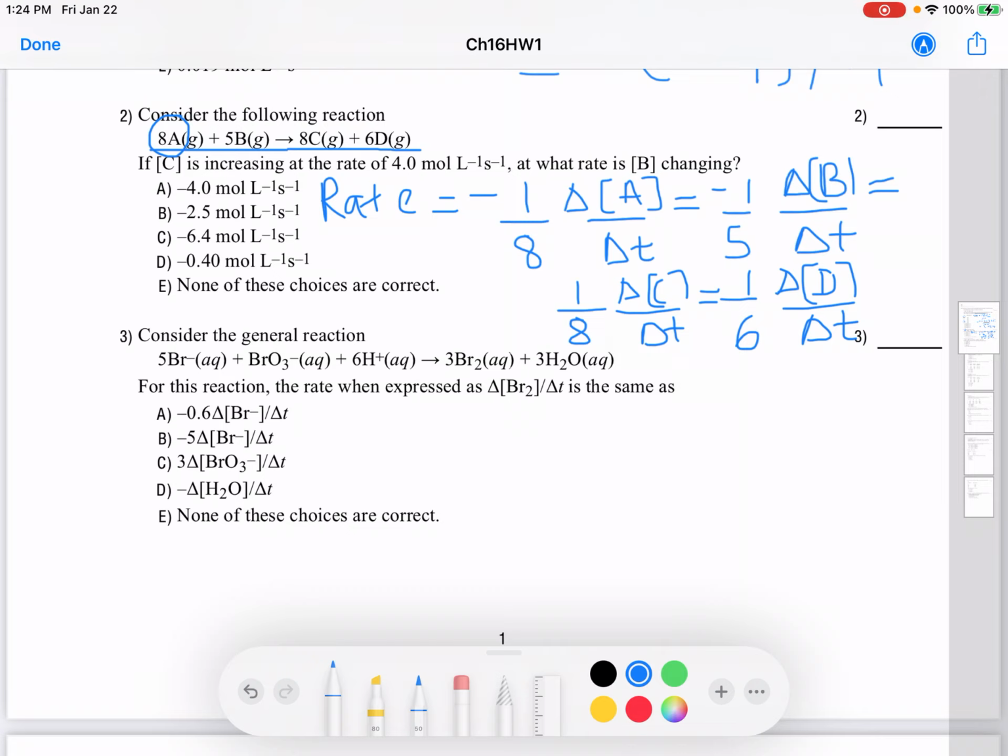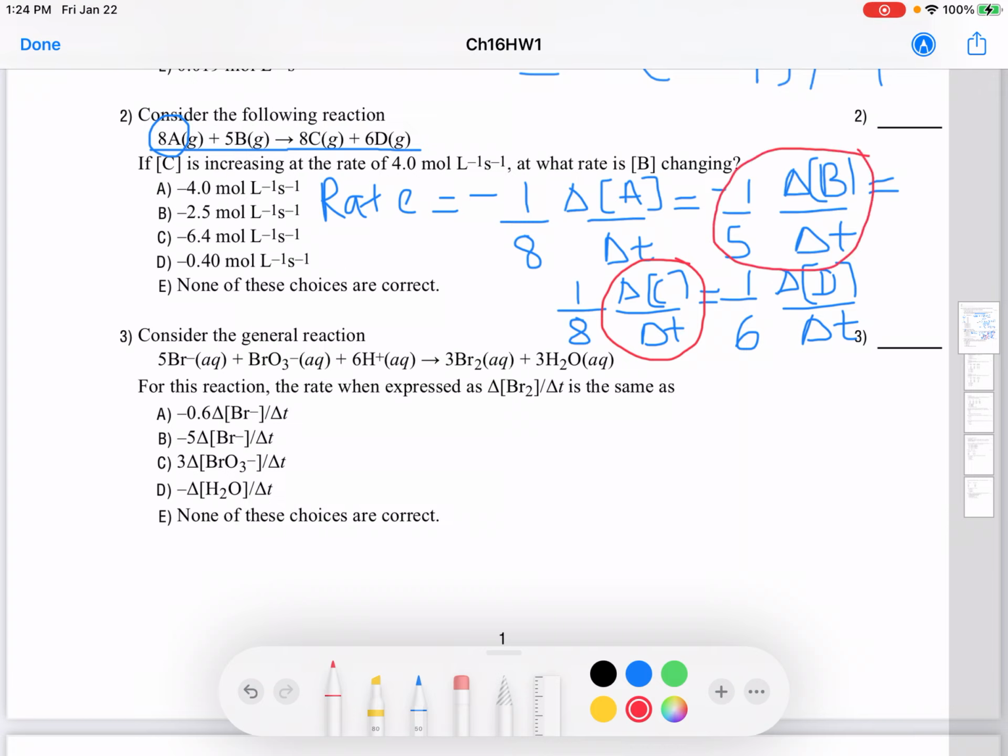Now it is asking if C is increasing at the rate of 4. So C is going to be this one right here. We are given the rate data for C. Increasing at the rate of 4, what rate is B changing? So we are going to incorporate that with B.